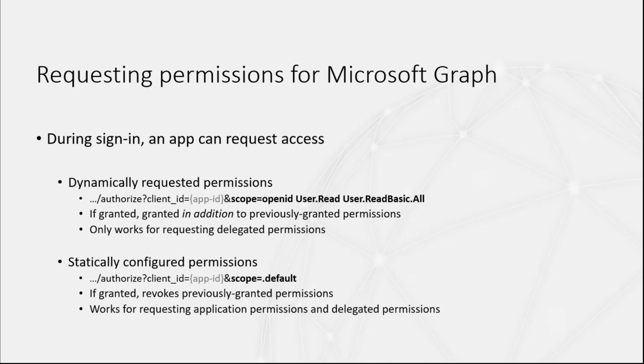And there's this experience that we call consent, where the application developer, the application publisher, requests permissions, and then the customer that's trying to use that application has an opportunity to grant those permissions. And then the Microsoft Identity Platform is sitting in the middle, helping orchestrate this negotiation, let's say. Right. So one way in which an application can request permissions for Microsoft Graph is during sign-in, right?